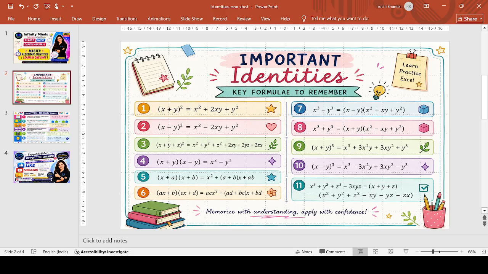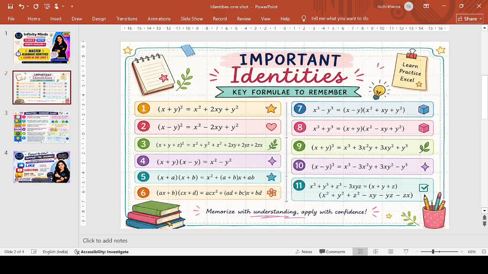Yes, all the identities have been put up at once, so that you can take a screenshot of this, children, and keep it with you and practice it, revise when you're solving questions. You can refer to them so that it helps you in learning also. Okay, let us just quickly go through them.